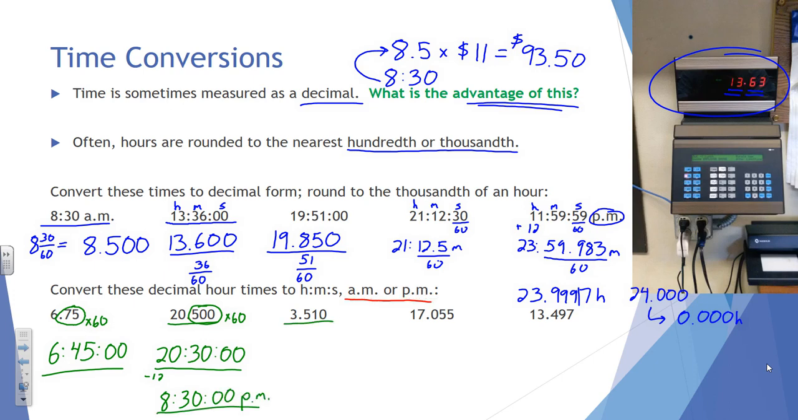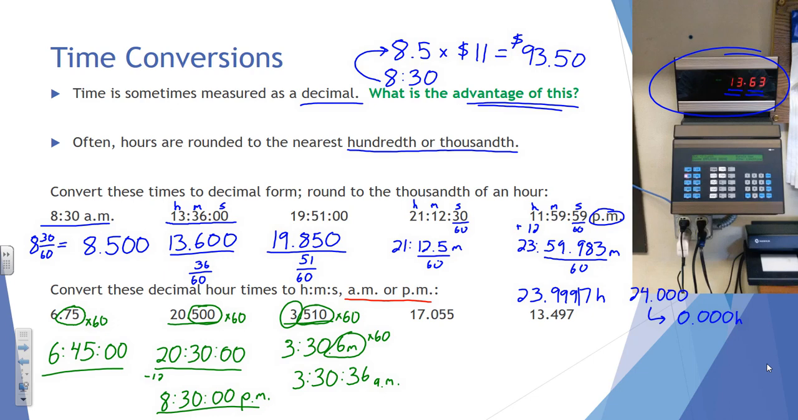Okay, 3.510. We're going to take that 0.510 and multiply it by 60, and this becomes 3 hours and 30.6 minutes. But 0.6 minutes, that's going to correspond to some seconds. So we know that we have 3 hours, 30 minutes, and we'll take that 0.6 times 60 again and find that that is 36 seconds. So 3, 30, 36. That must be in the first half of the day since our number of hours was less than 12, and so that would be AM.